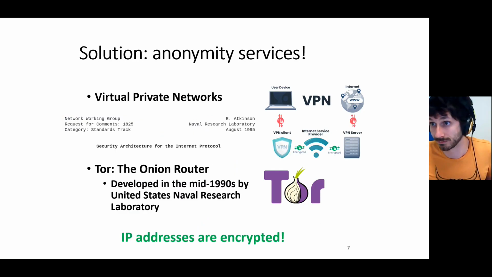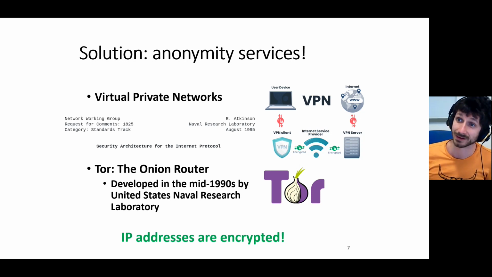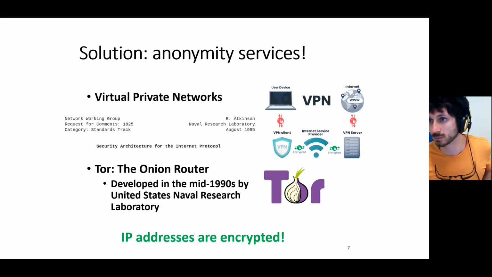So the classical solution for people who care about privacy has been virtual private networks. They have been there since the 90s. IPsec was standardized in 1995, and also Tor, the Onion Router, is a very popular solution and has been there since the mid-90s. In this way, using a VPN, your ISP cannot understand which website you are visiting, cannot get the server IP address, and the website cannot get the real client IP address of the visitor.